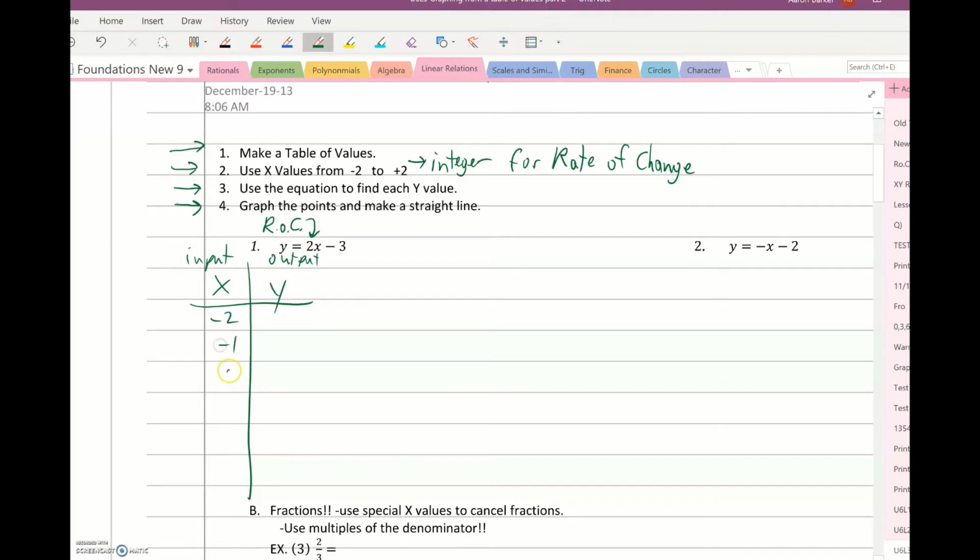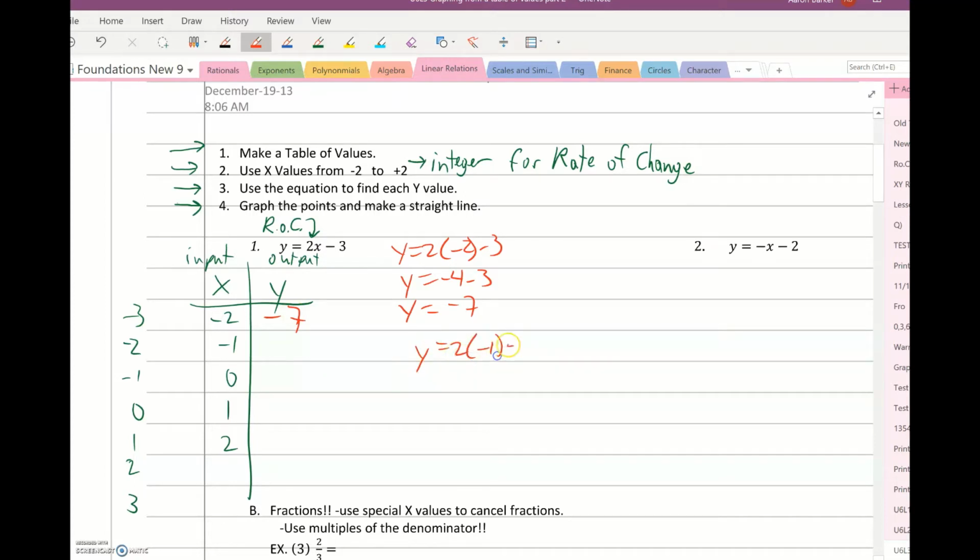-2, -1, 0, 1, and 2. In the old days, they would make us go this way, but I know you guys are kind of soft, so we're going to just go -2 to +2. So you'll do exactly what you've done the last couple of days. Go y equals 2 times -2 minus 3. Just humor me, write down a little bit of work somewhere so you don't make a simple algebra mistake, otherwise everything's wrong. So there we have a y value of -7 when x is -2.